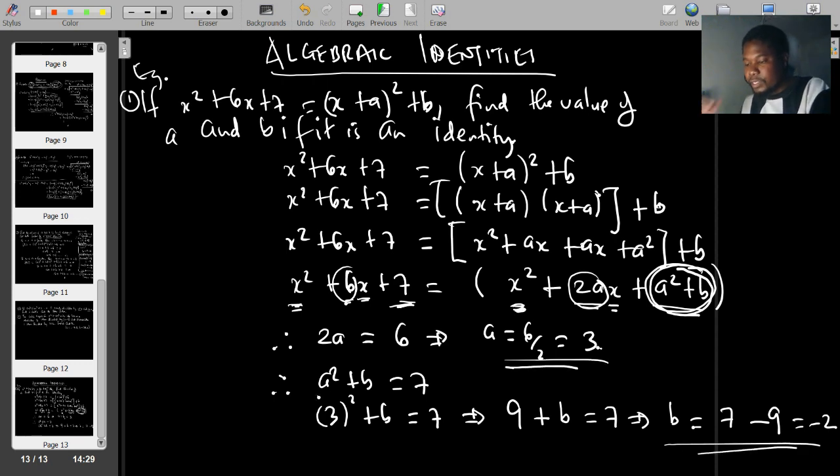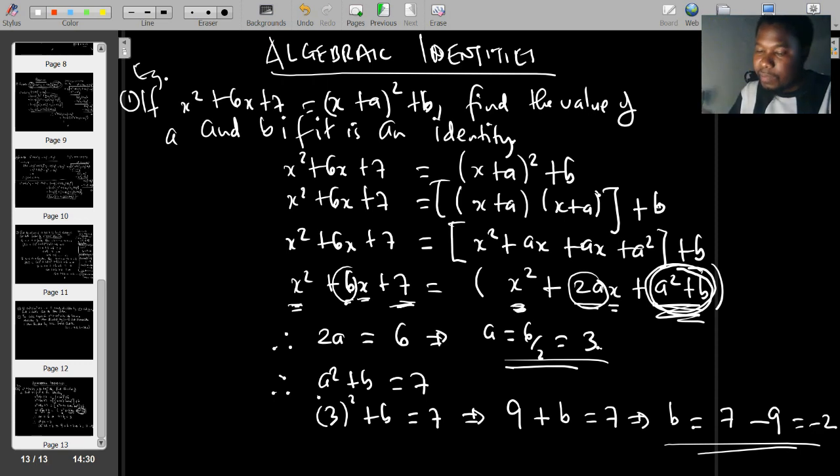So this is what you do when you're dealing with identities. Simply know that the coefficients of the various variables should be equal. So if you have an expression like this at the end, when you have already matched the other terms, just know the whole expression equals the remaining term in the other one. That's what it means to deal with identities.